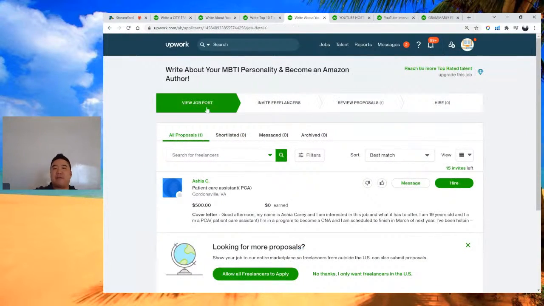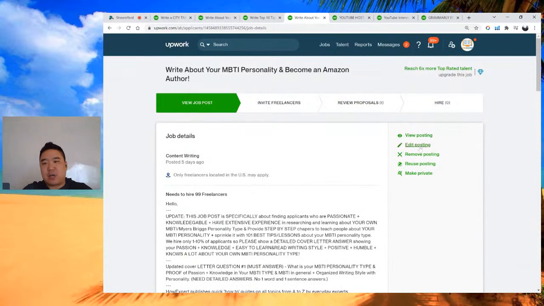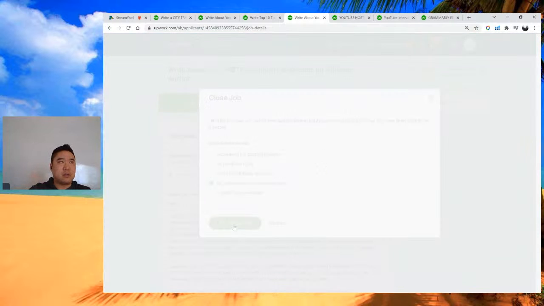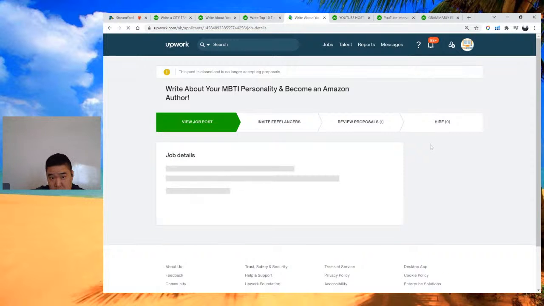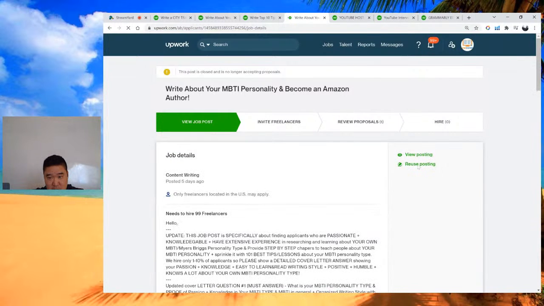If I don't find someone I want to hire for that job post, the next step is I remove the job post, close it, and then reopen it, repost it. How do you do that? You do the reuse button, which is about to show up as this processes. Just click reuse posting.